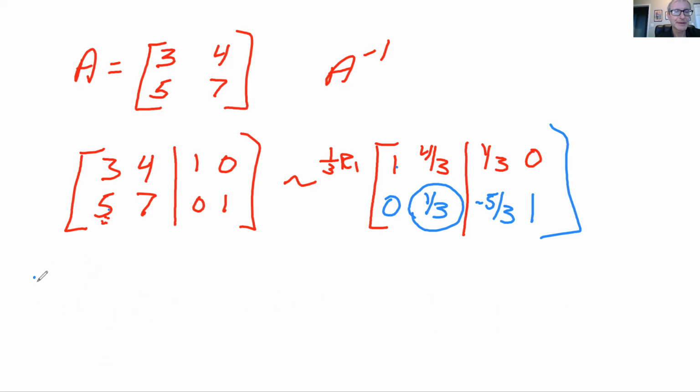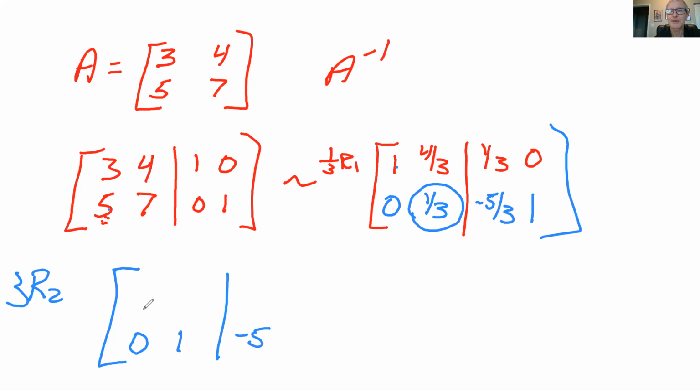So what we're going to do down here is the row 2, we're going to multiply it by 3. So what would that give us? 0. That gives us 1. So that's perfect. That bottom is perfect. And then minus 5/3 times 3 is minus 5. And 3 times 1 gives us 3. So how do we make this a 0? Well, if we do that, you would take this new row 2 and multiply it by minus 4/3.